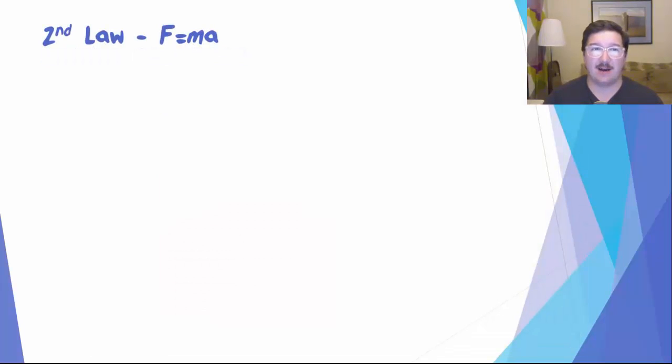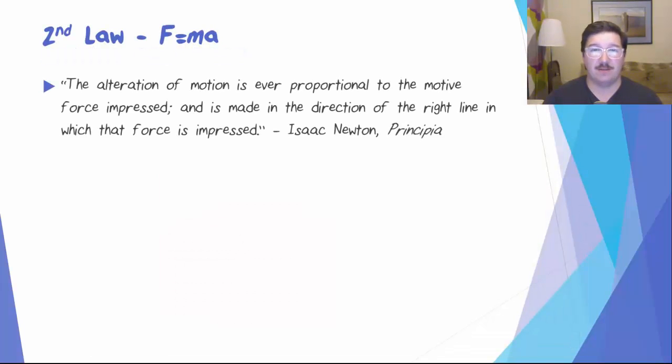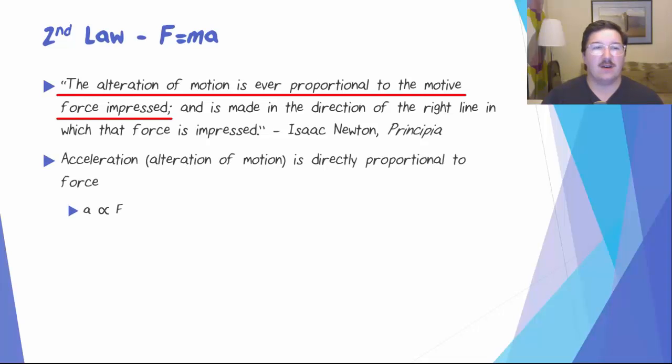Okay, let's move on to Newton's second law. Newton writes, "The alteration of motion is ever proportional to the motive force impressed, and is made in the direction of the right line in which that force is impressed." Let's take a look at this first section first. Newton is telling us that acceleration, which is what he's describing as the alteration of motion, is directly proportional to the force.